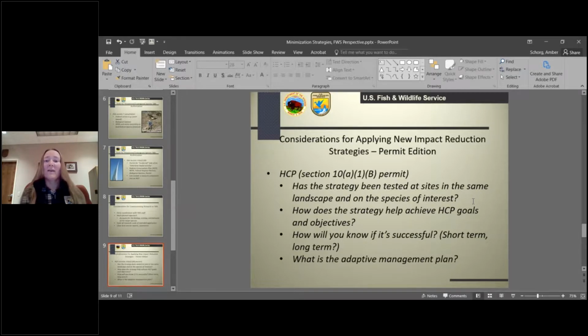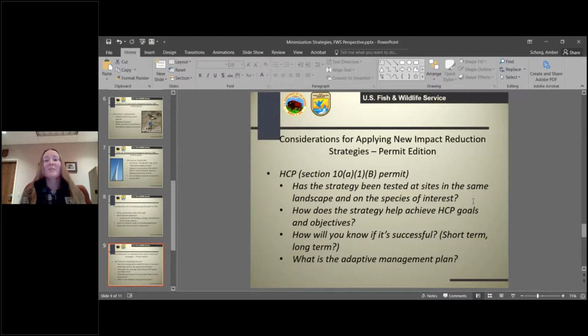And then the second question that I tend to think about a bit is, how does this strategy help achieve the HCP's goals and objectives? With an HCP, you have a specific goal for reducing impacts to the endangered species as a result of the activity. So are you able to quantify with reasonable certainty what that reduction in impact will be, and translate that into how it will achieve the objective of the HCP?